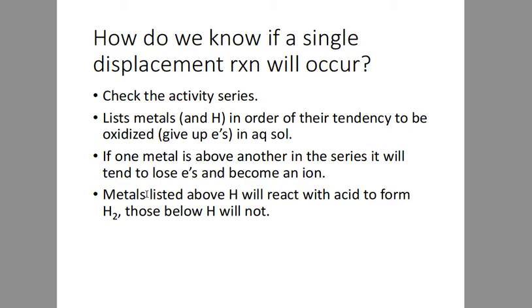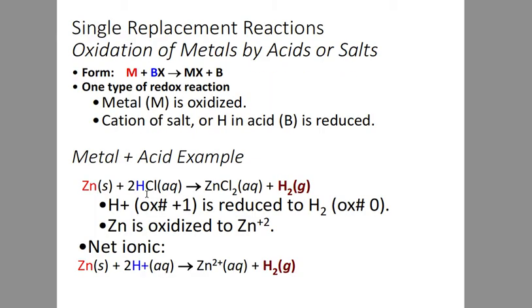So it lists a lot of metals and hydrogen in order to give an idea to predict who will most likely oxidize first, or give up electrons. We know that oxidation is the loss of electrons. If one metal is above another in the series, it will tend to lose electrons and become an ion. Metals listed above hydrogen will react with the acid to form H2. Those below it will not. So going by that example, the zinc must be above hydrogen in our activity series because it reacts and produces hydrogen gas.